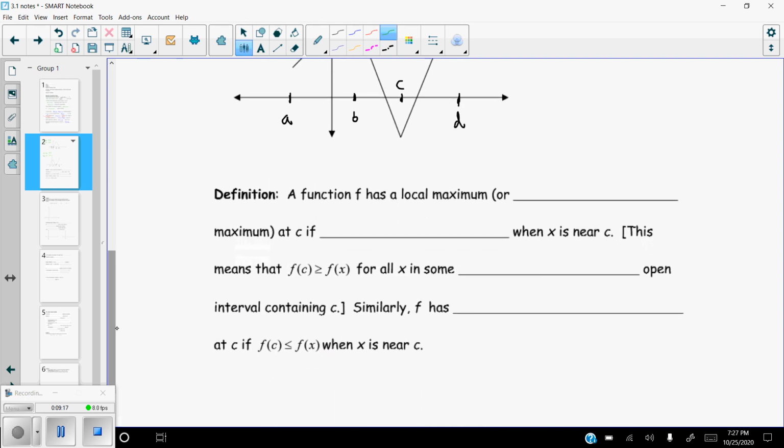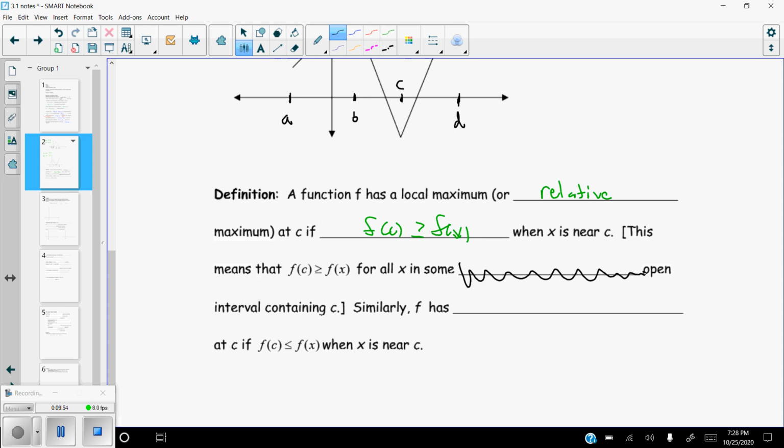So it says, a function f has a local maximum, or what is called a relative maximum, at c if f of c is greater than or equal to f of x when x is near c. This means that f of c is greater than or equal to f of x for all x in some open interval containing c.